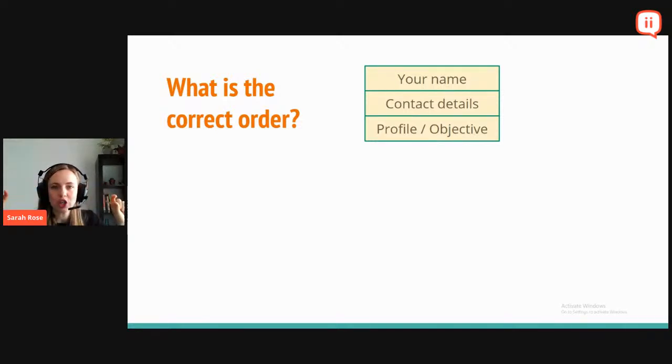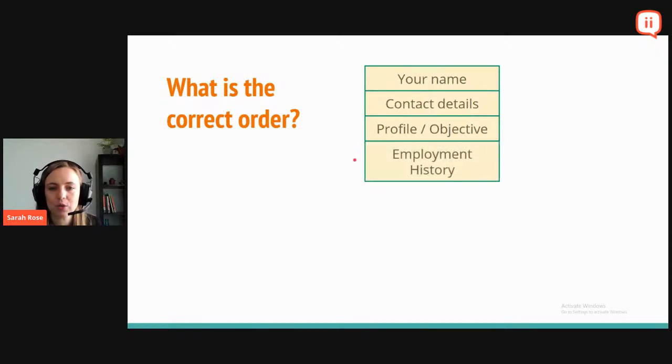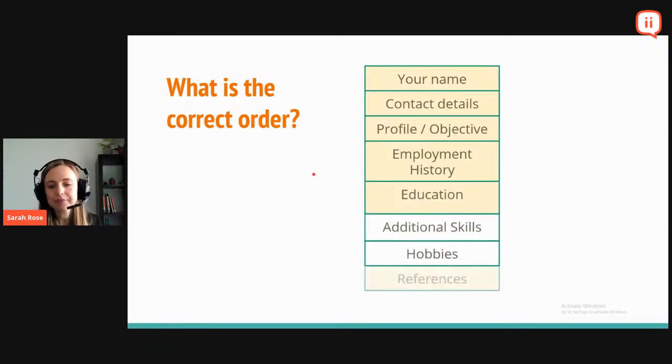It's the introduction to your CV. And it's very, very short. It's short. It's not a long paragraph. It's a short paragraph. Then we have your employment history, then education, and at the bottom, references.